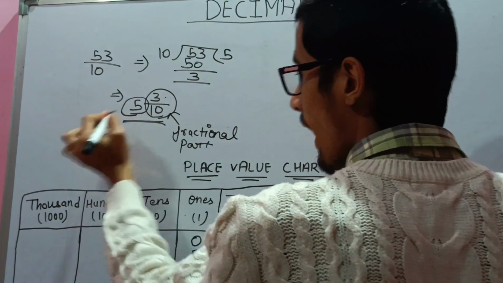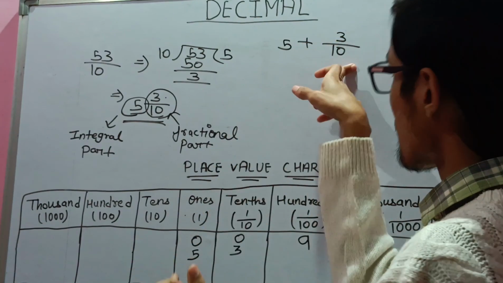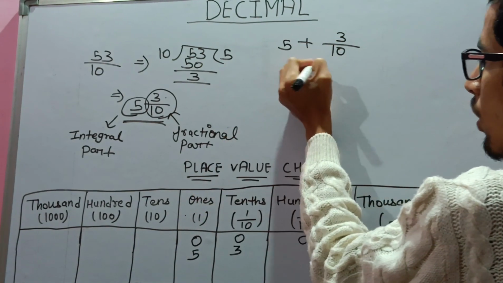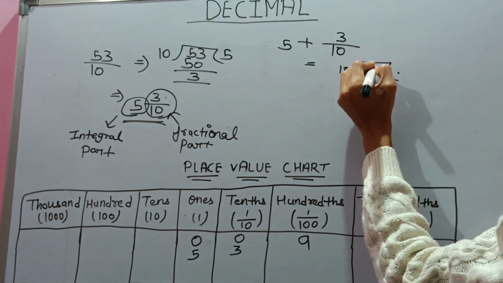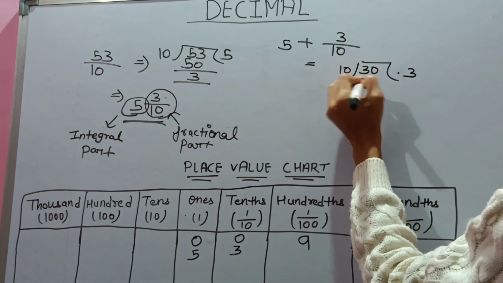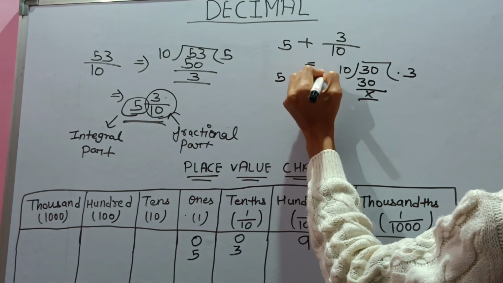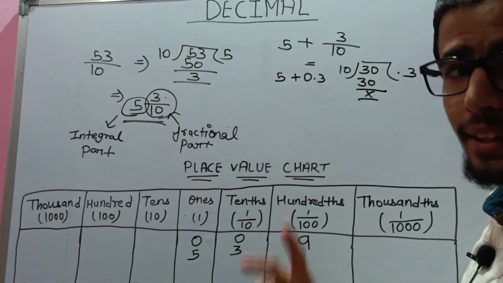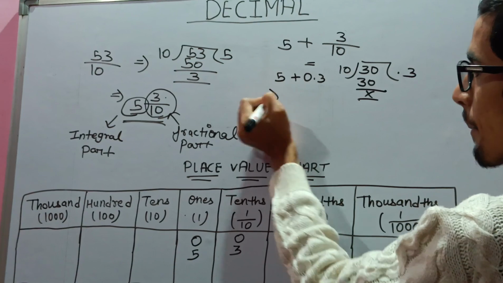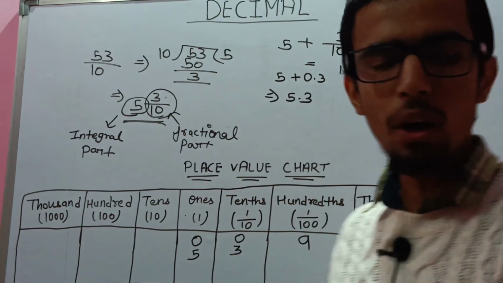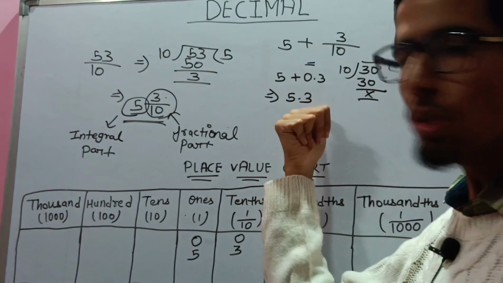We can add 5 plus 3 upon 10. Change this part into a decimal. So 3 divided by 10, put the decimal and write 0. 10 threes are 30. So 5 plus 0.3. We always write 0 when there is no value before the decimal. So the answer came is 5.3. If you are comfortable in the first method, then do this. If you are comfortable in the second method, then do this.